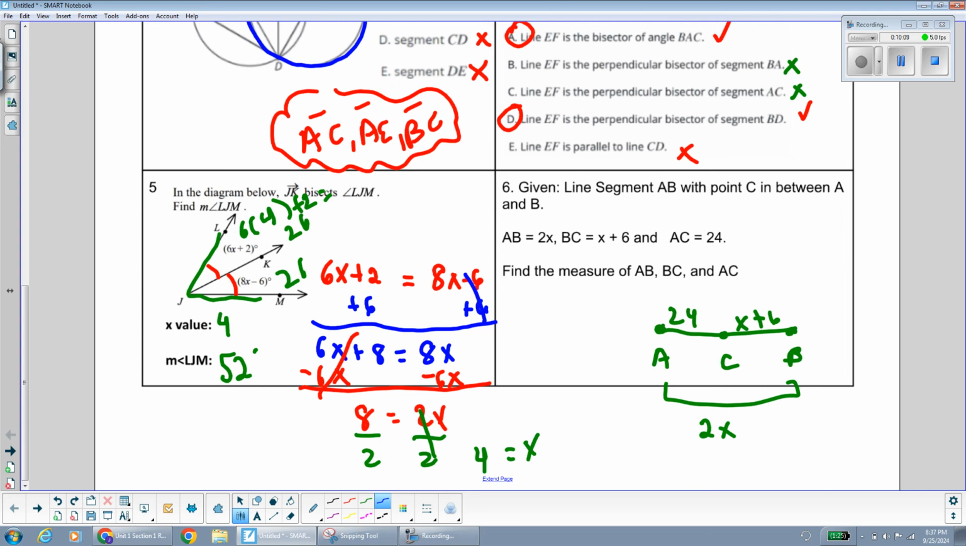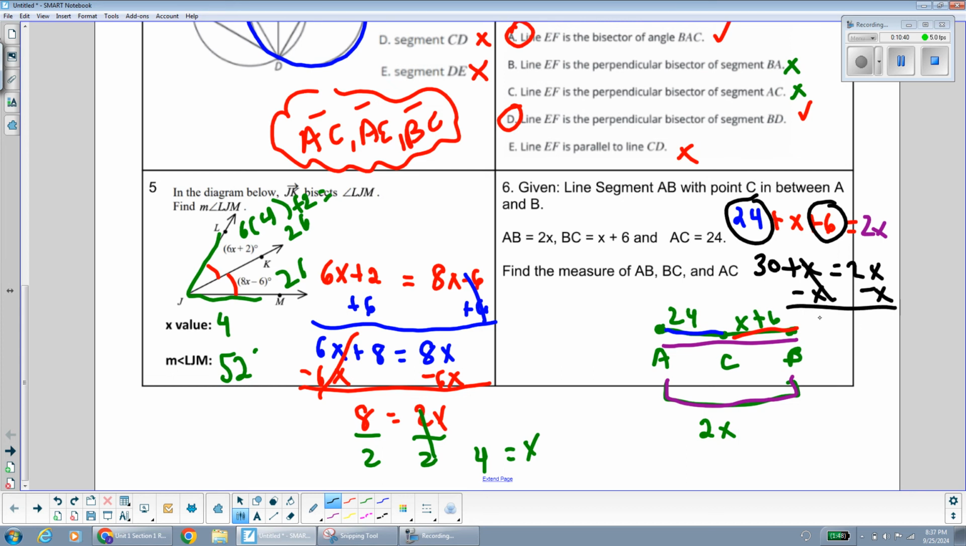So I'm going to make an equation that says that. If I put the 24 piece of the line segment and the x plus 6 piece together, I get the full line segment, which is represented as 2x. I'm going to combine these two like terms, and I'm going to subtract x from both sides to isolate the x. I'm going to plug in here in order to find the length of BC.